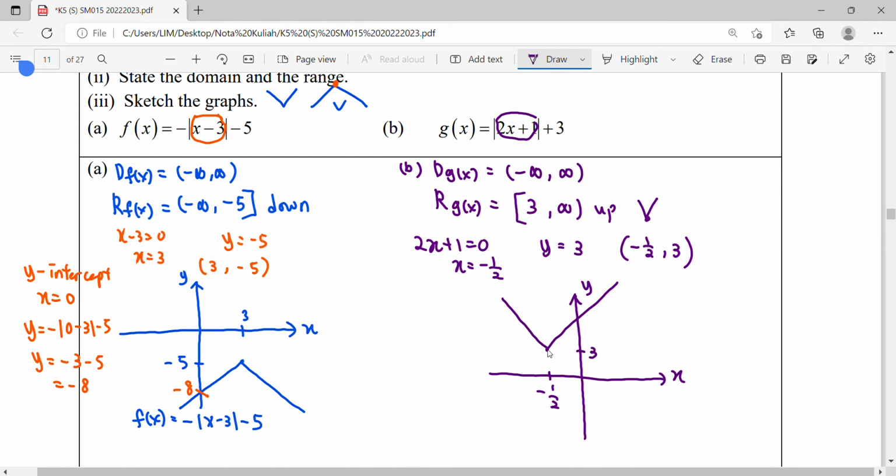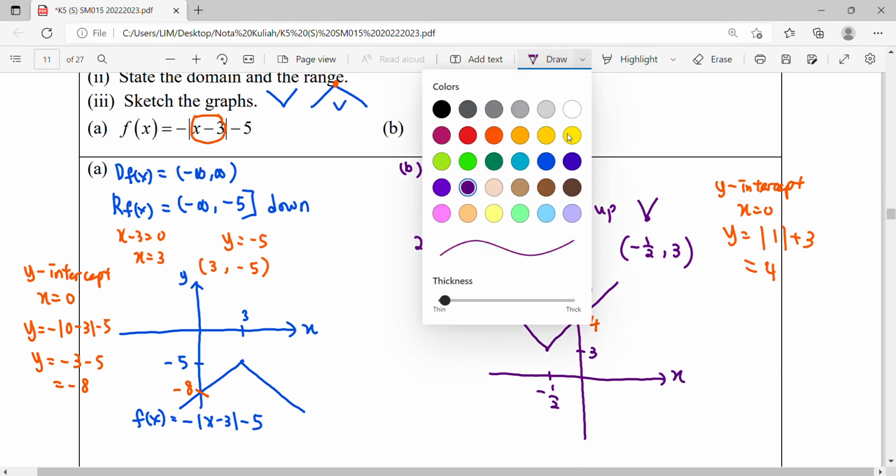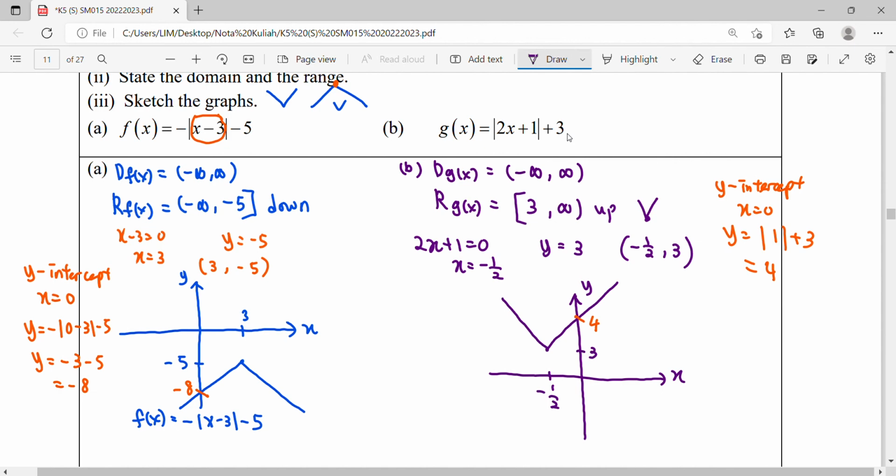So the last step, what do we need to do? We need to label the y-intercept. We have a y-intercept here, so we are going to calculate. Let x equal 0. Substitute back into our function. Modulus of 0 times 2 is 0, then plus 1, plus 3. Modulus 1, 1 plus 3 will be 4. So this is the value of 4. Finally, when we are done, we label our function.